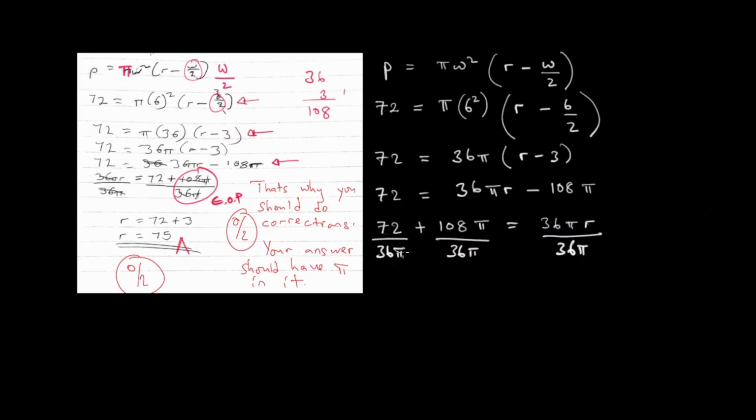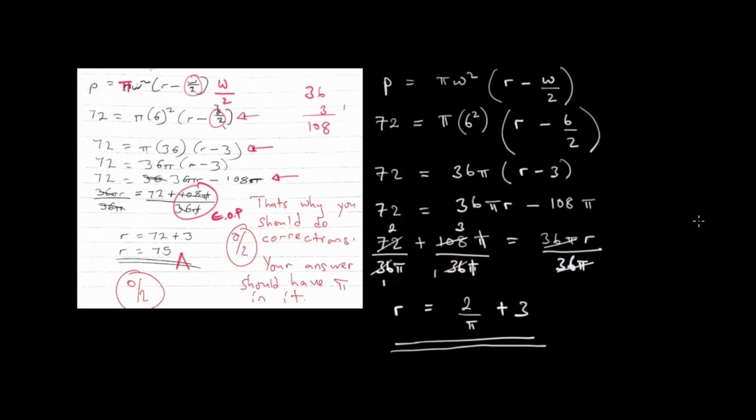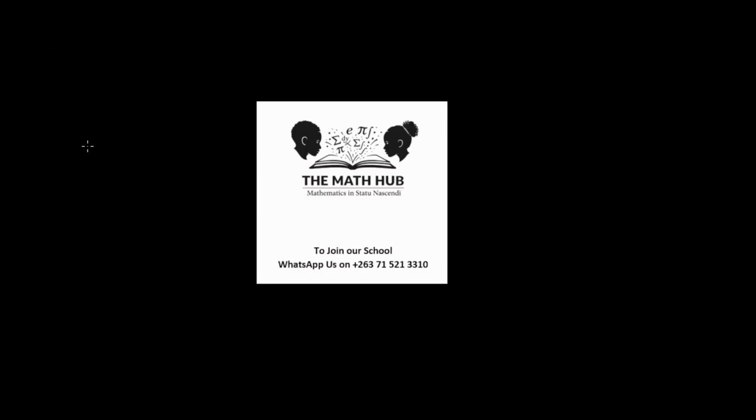So 36 pi cancels here. We get r equal to, 36 into 36 is 1, 36 into 72 is 2. Then pi cancels with pi. 36 into 36 is 1, 36 into 108 is 3. So r is equal to 2 over pi plus 3. Looking at our answers, they are the same. r is equal to 2 over pi plus 3. So that is how it is done, my friends.